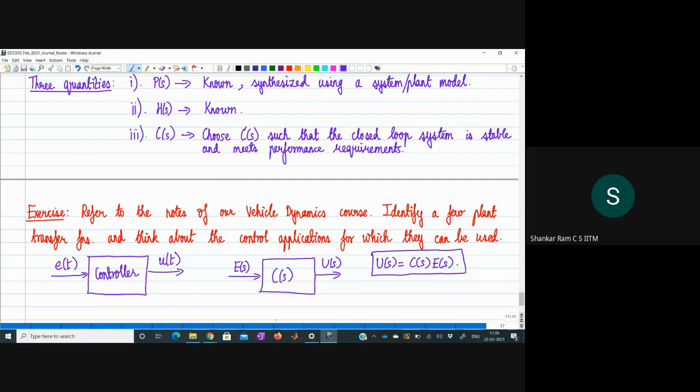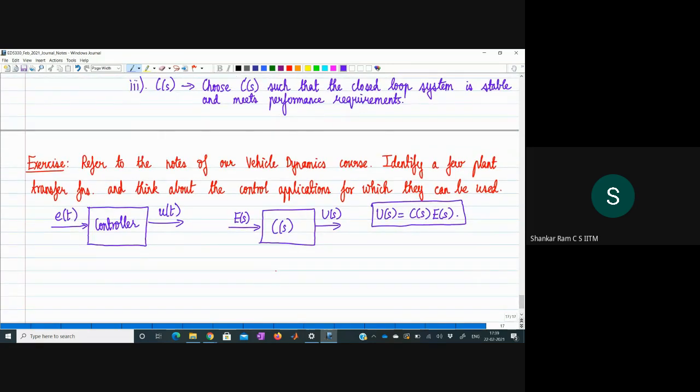This is what we will be looking at next. The question that we will be asking ourselves is the following: what choices of C of S are commonly used, and what happens with those choices? If we are dealing with those choices of the controller transfer function, what will the controller design problem boil down to? That's something which we will look at in the next class.